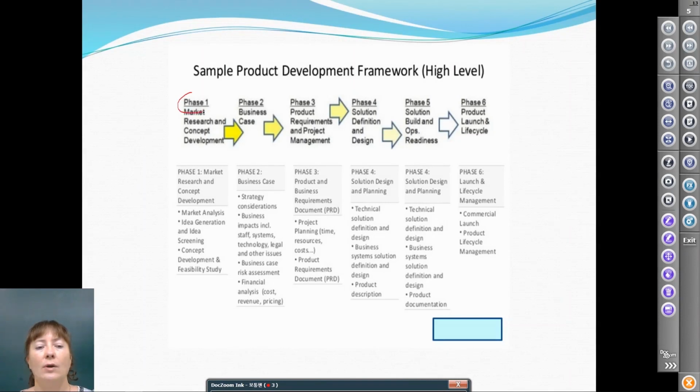Okay, phase number 1, we start with market research and concept development. If you try to make the comparison between the innovation process and the new product development process, you will find a lot of similar things. Do remember that I explained to you the steps of the innovation process, and the first step was also market research. Before you apply for the creativity process, before you generate your idea, you have to check all the opportunities in the global markets. That's why we have this market research and concept development.